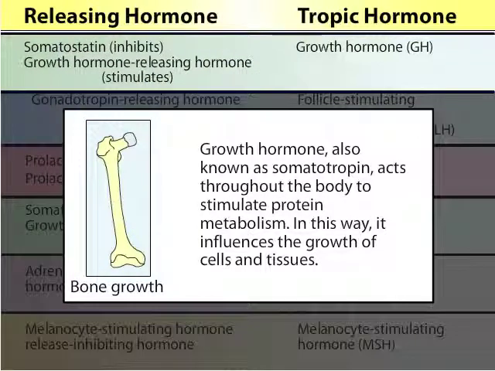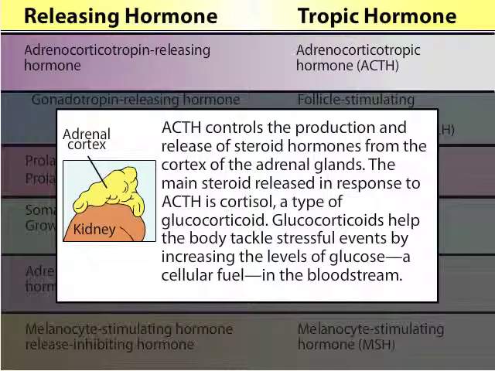Growth hormone, also known as somatotropin, acts throughout the body to stimulate protein metabolism. In this way, it influences the growth of cells and tissues. ACTH controls the production and release of steroid hormones from the cortex of the adrenal glands. The main steroid released in response to ACTH is cortisol, a type of glucocorticoid. Glucocorticoids help the body tackle stressful events by increasing the levels of glucose, a cellular fuel, in the bloodstream.